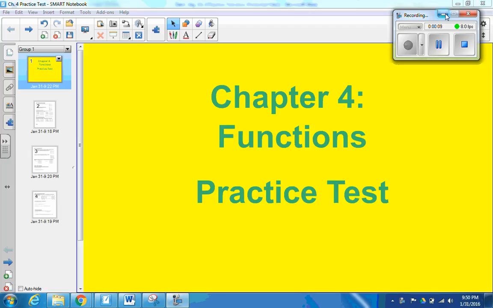So go through as much of it as you want to. Skip around if you need to. Check the different ones that you have questions on, but use this as a resource to help you study, help you prepare for the actual test itself.